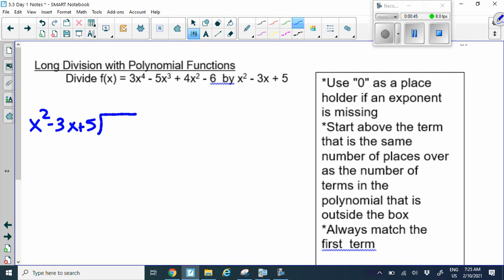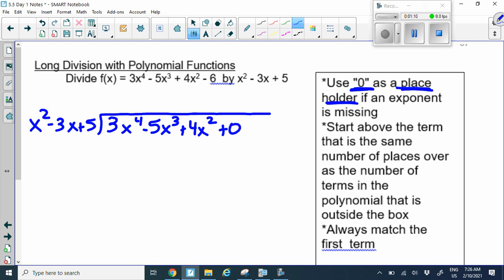But now let's talk about that first polynomial. So 3x to the 4th, we started off with that. Now we need to go to x cubed. We do have the x cubed term, so we're good to go. Then we should be going down to x squared. We do have an x squared term. But do we have our x term? No. So make sure you use 0 as a placeholder, okay? So I'm going to have plus 0x and then the minus 6.